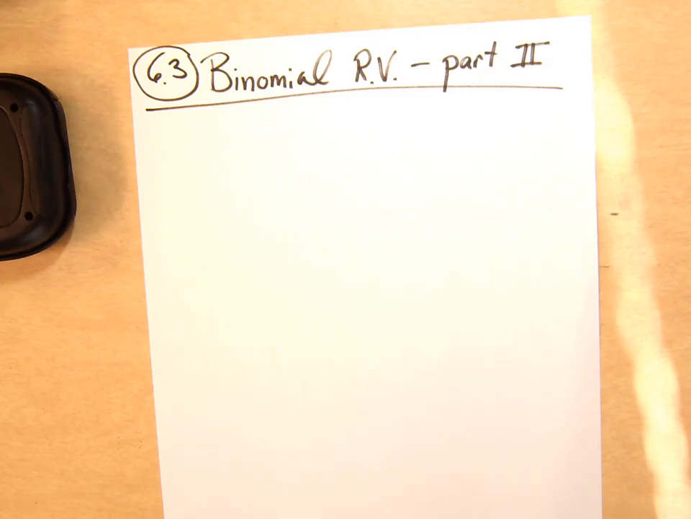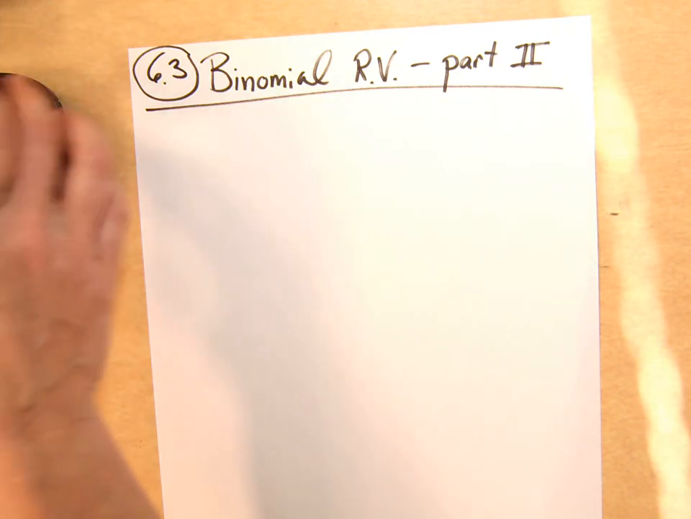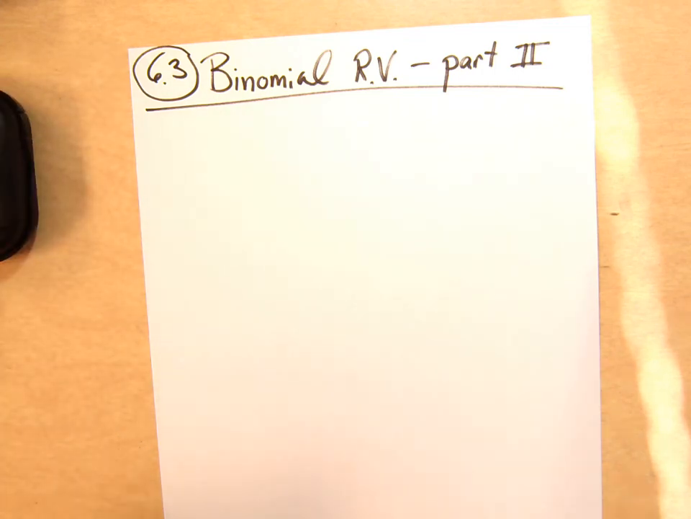6.3, this is part 2. We're continuing on with binomial random variables. We're going to talk about how to find the mean and standard deviation once we know we have a binomial distribution. And those formulas are on the AP formula card.